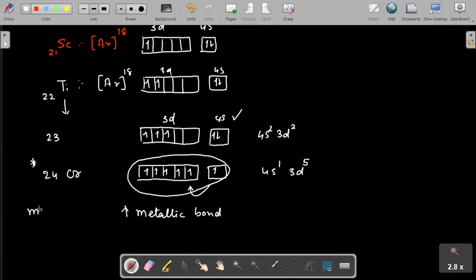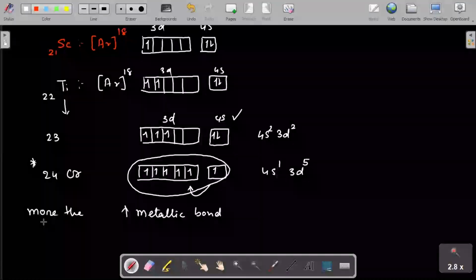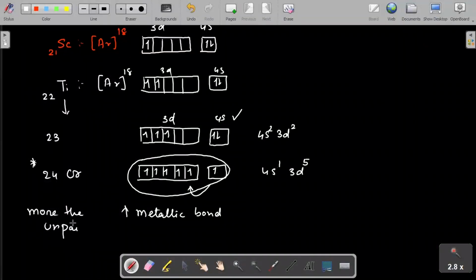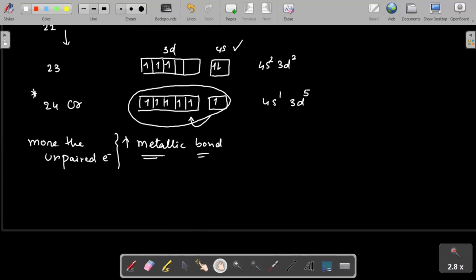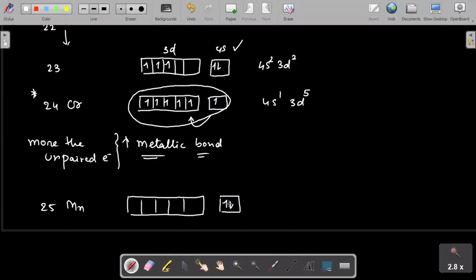Remember, more the unpaired electron, higher will be the metallic bond. Now, if you further increase the atomic number, then what happens? Now, with 25 Mn, you will see that the pairing of electrons starts again. So we have now pairing of electrons starting with 26 Fe.